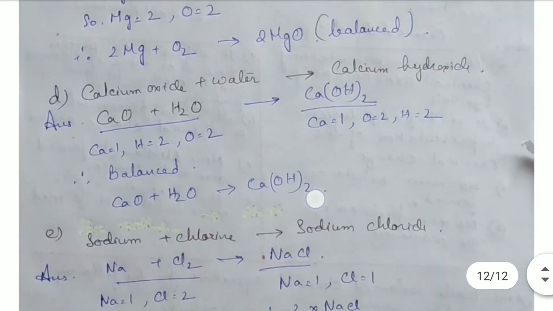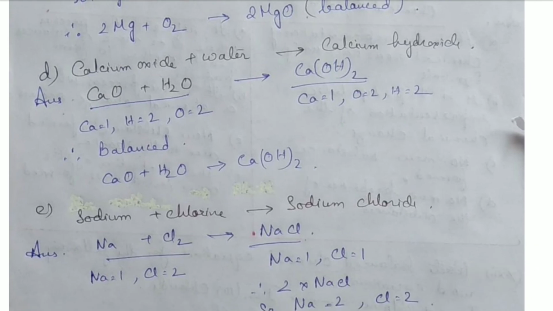Okay. Then calcium oxide plus water, that is CaO + H2O, gives us Ca(OH)2, that is calcium hydroxide. Here also, see, calcium is equal to 1, H is equal to 2, O is equal to 2 on the reactant side. The product side is also the same: Ca is equal to 1, O is equal to 2, H is equal to 2. So the reaction is already balanced.